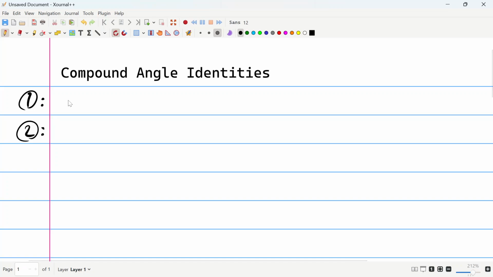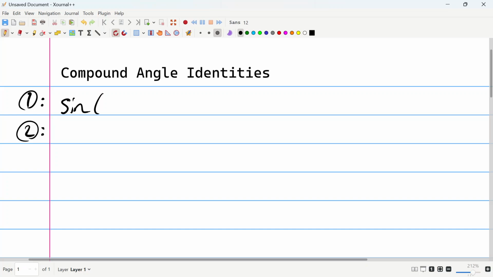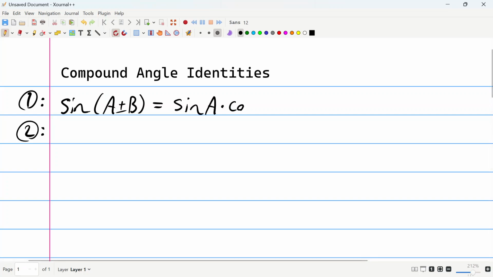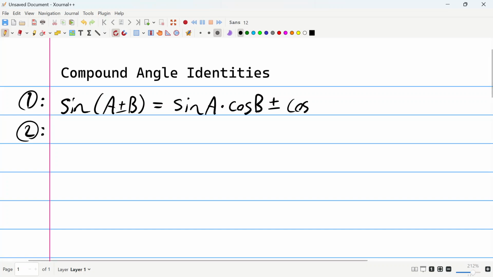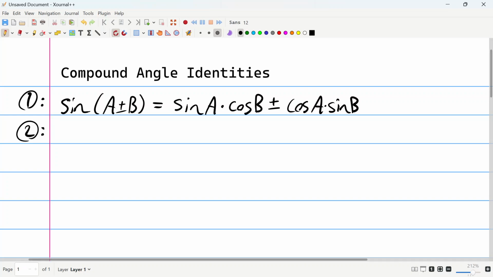Okay, so we can first look at sine. Compound angles is when we have an addition or subtraction of two angles. Okay, so A plus or minus B. Whenever you see sine, the pattern you will always follow is sine of A multiplied by cos of B plus or minus cos of A times sine of B. So this is the sine cos sine.